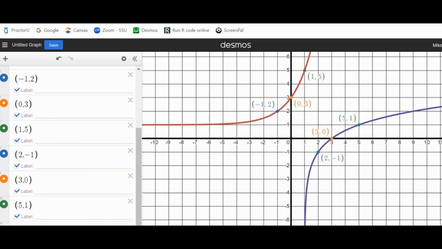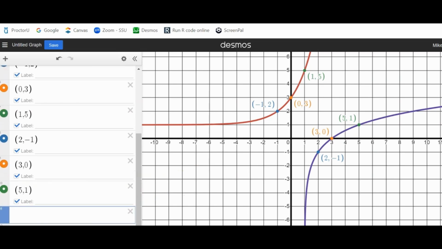One of the ways that we can understand an inverse is that it is reflected across the line y equals x. This line y equals x acts as a reflection of f of x here to f inverse of x here.